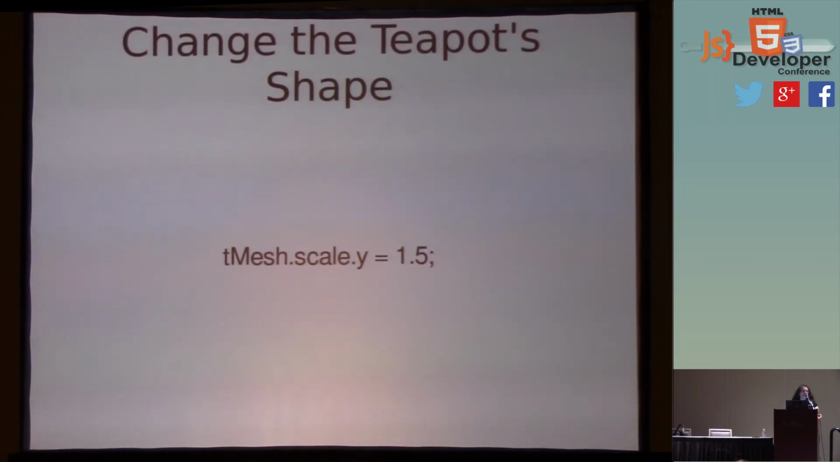And changing the teapot shape, how I made it tall, that's the third affine transformation that I mentioned. Scale. It just tells it to scale things along the y-axis 1.5 times their normal size. It only applies to the teapot. So this is actually quite powerful.